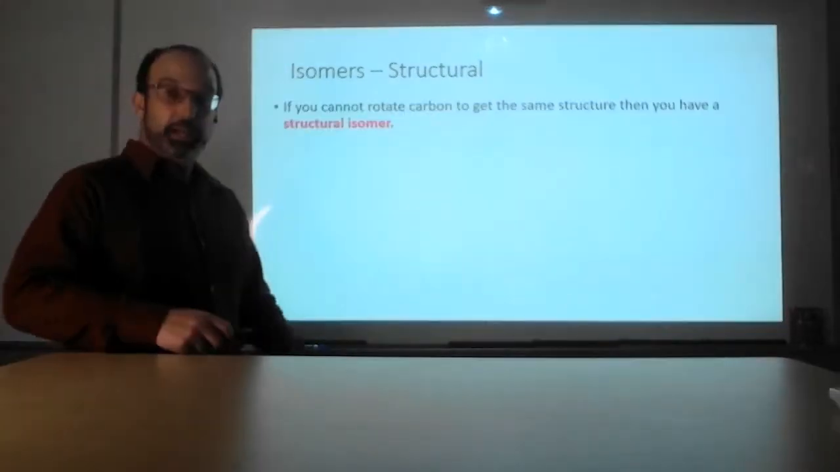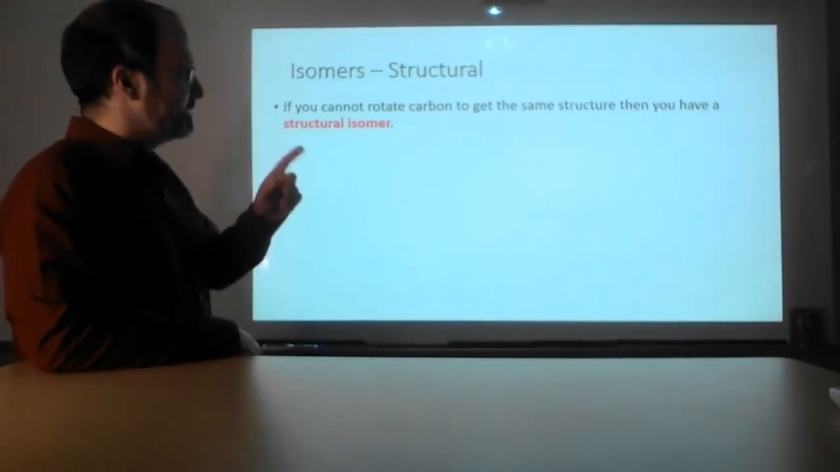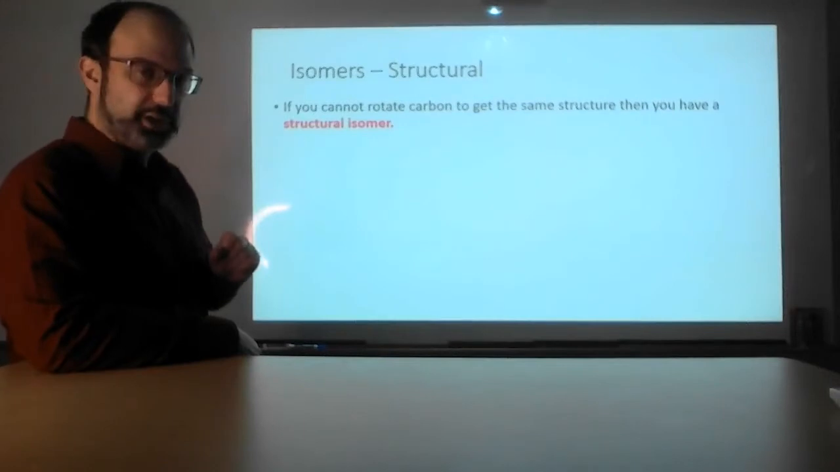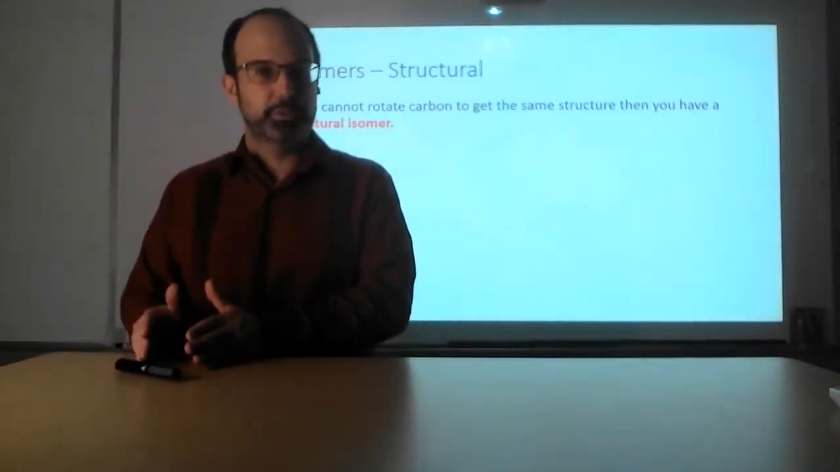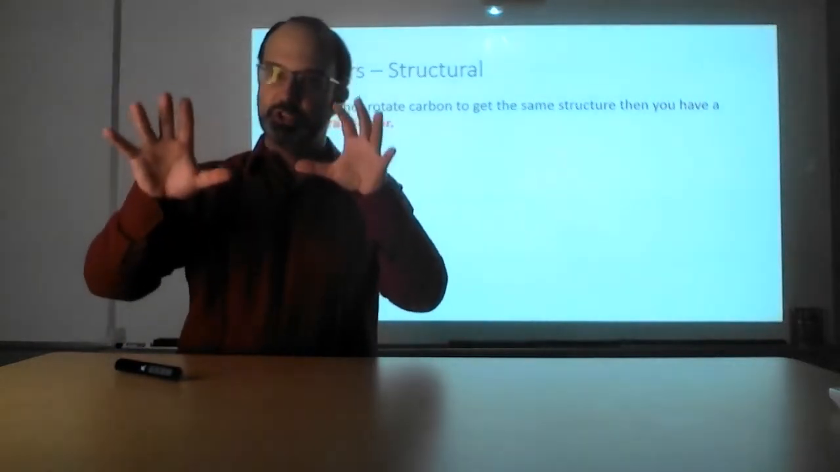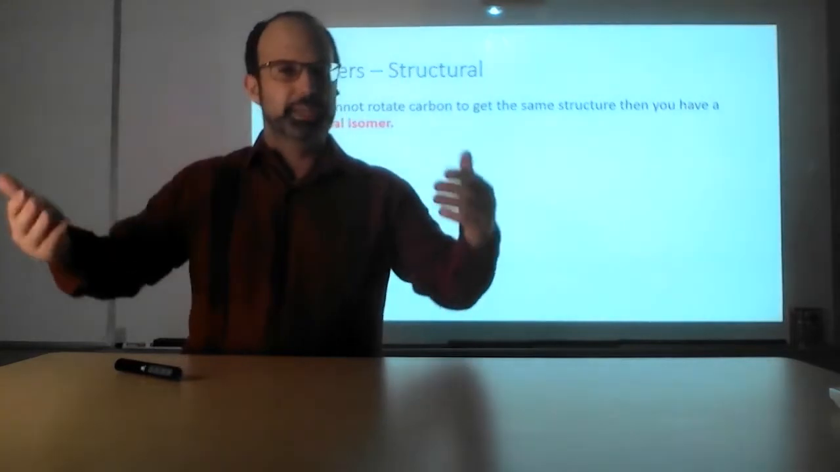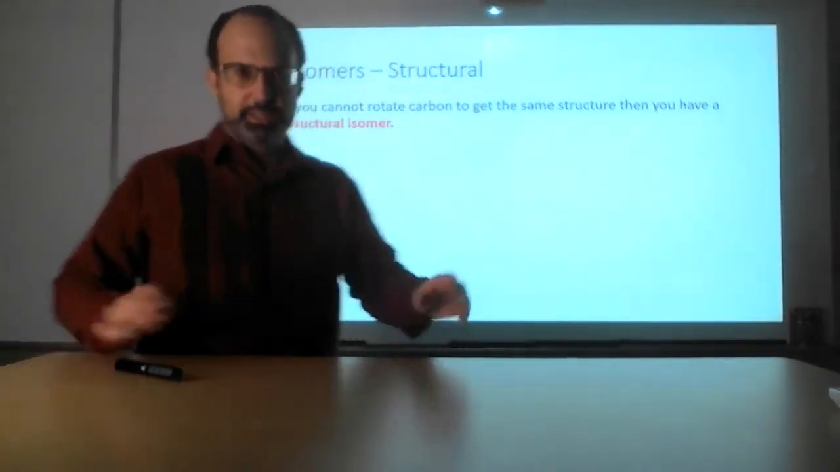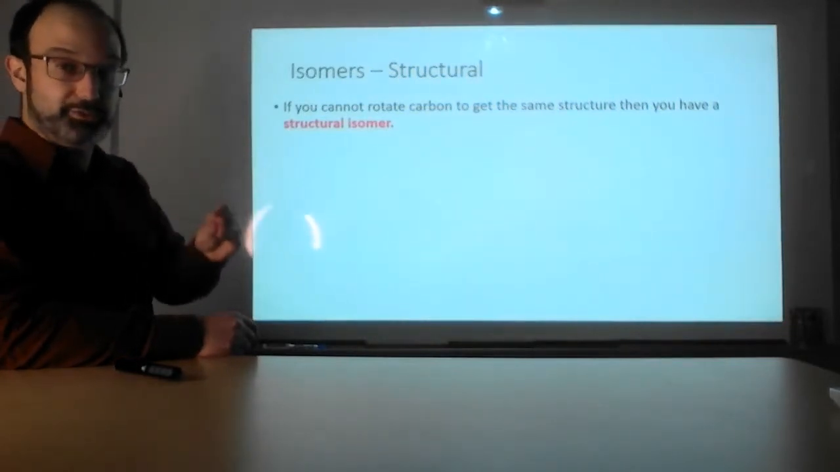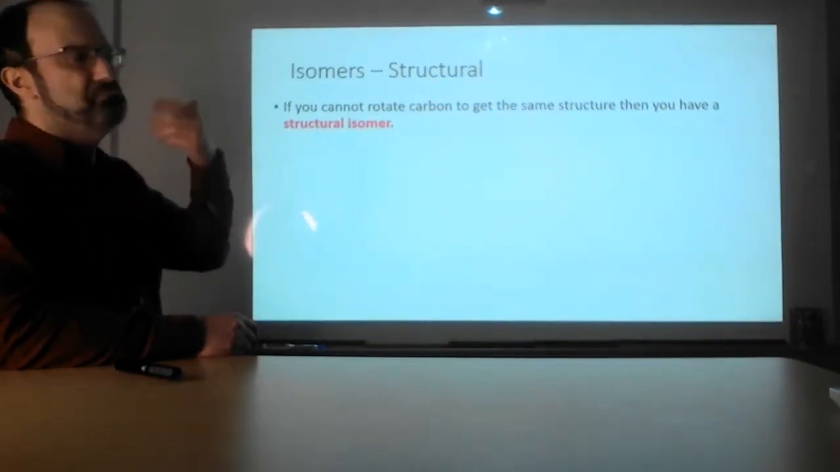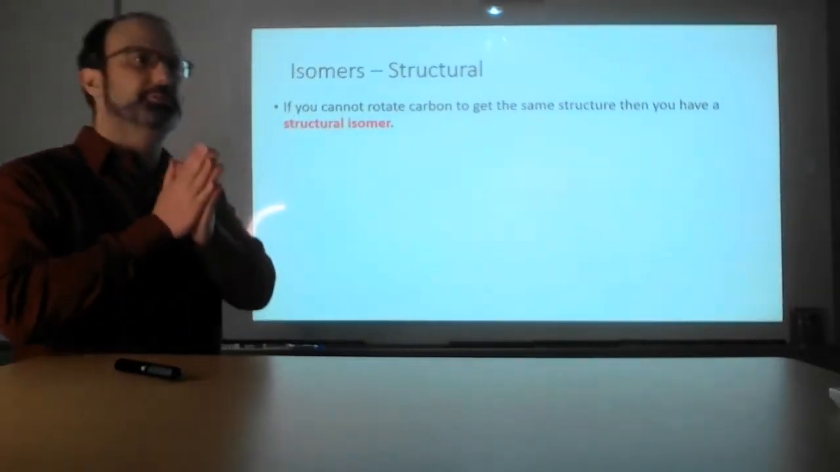So, structural isomers. If you cannot rotate the carbon to get the same structure, then you have a structural isomer. This is different from a conformational isomer. Conformation means shape. If I can slightly adjust the shape, tweak it a bit so instead of being a straight line, it's bent at the end, it looks different, but it's not really. These ones here, structural isomers, are physically different.